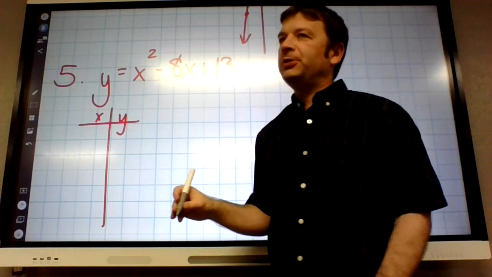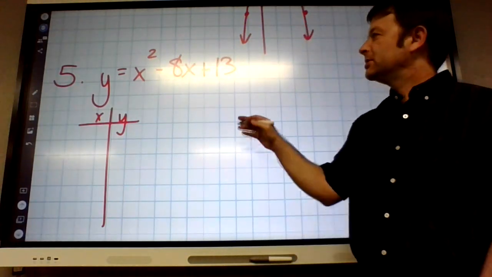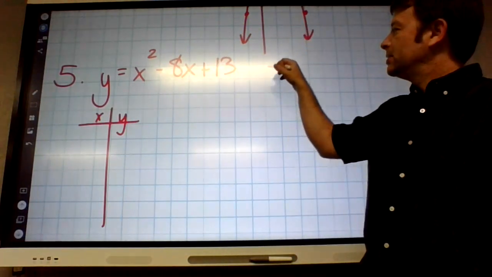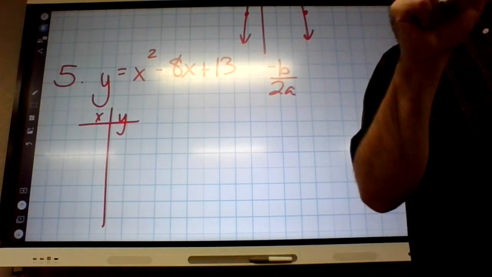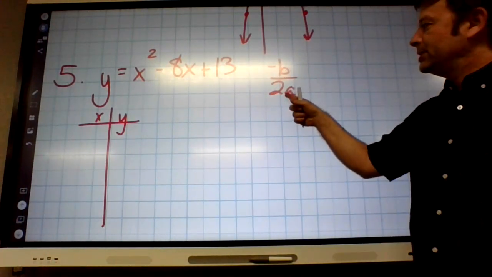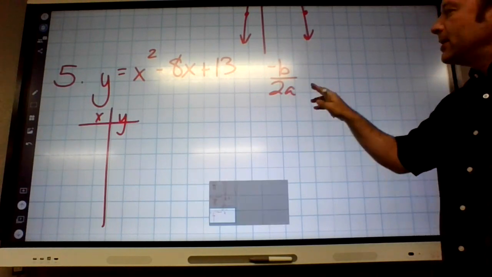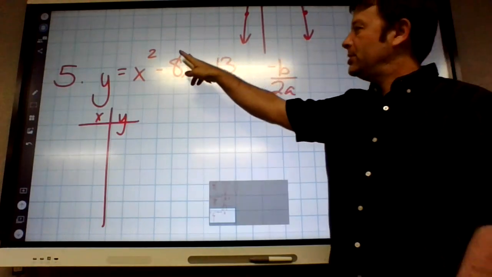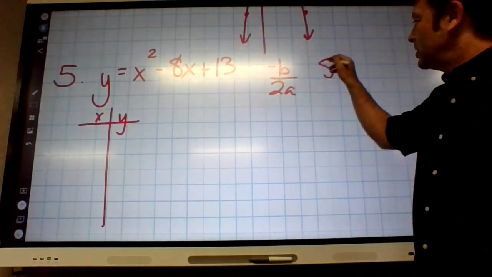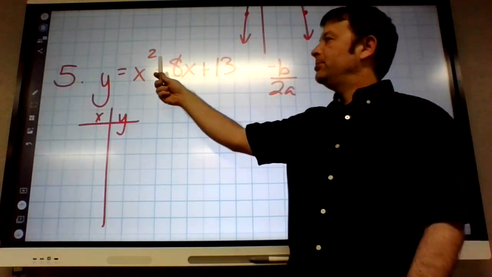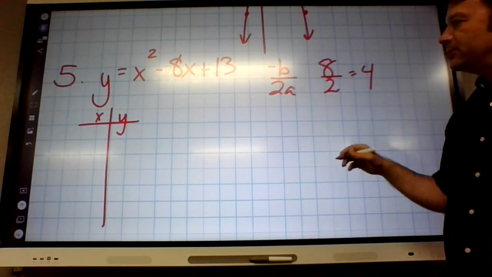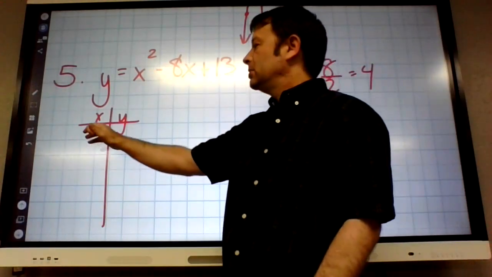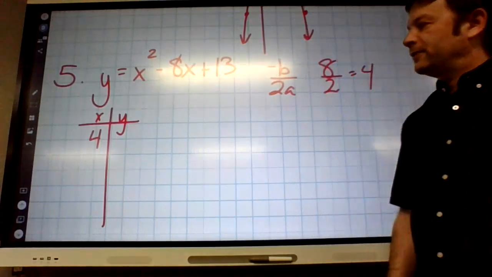Okay, what should we do first on this one? Negative b over 2a. Remember the quadratic formula? Negative b plus minus square root of b squared minus 4ac all over 2a? That part, the front part. Negative b would be 8. 2a would be 2, so that's 4. What do I do with the 4? That's the middle of the graph.